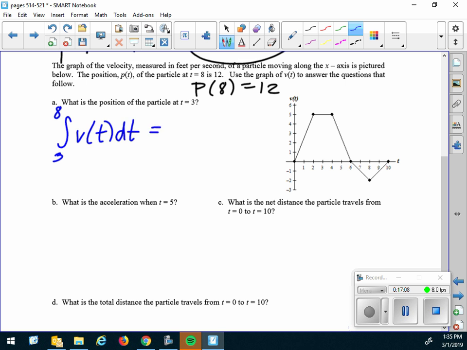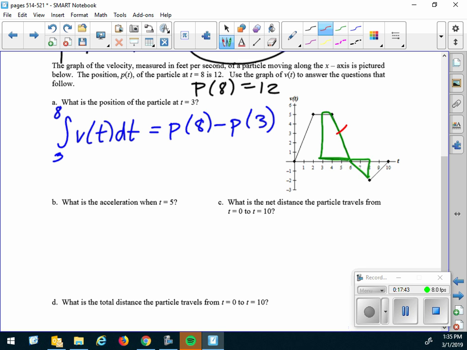And that's going to give you the position at 8 minus the position at 3. But we know the position at 8, and we know that integral. You are not given equations, but if we integrate a function, how can we find its integral? By looking at the graph, the area under the curve. So from 3 to 8, oh, that's a trapezoid and a triangle.